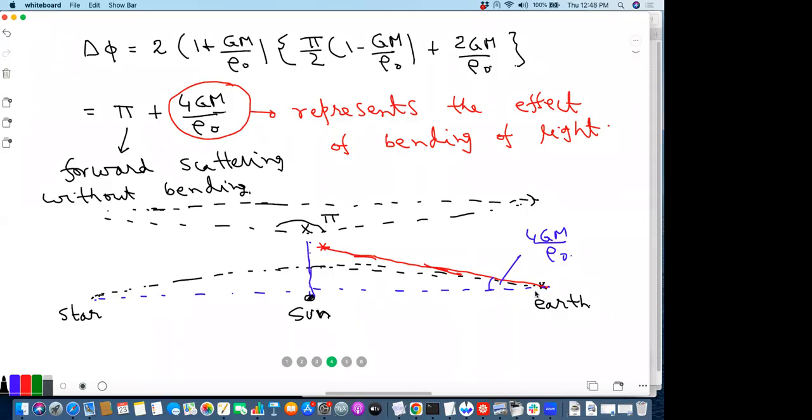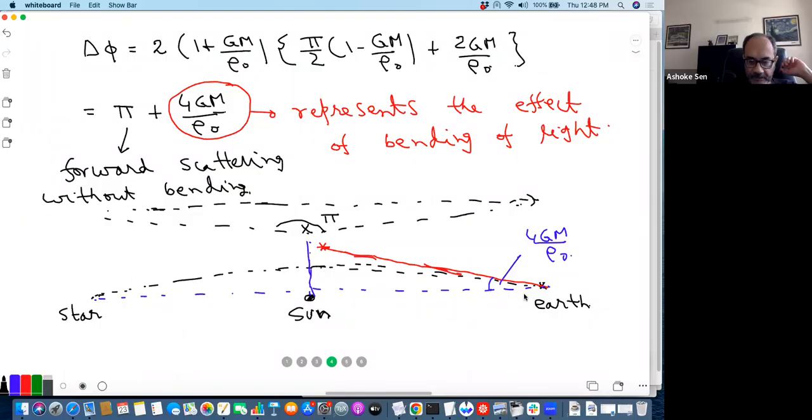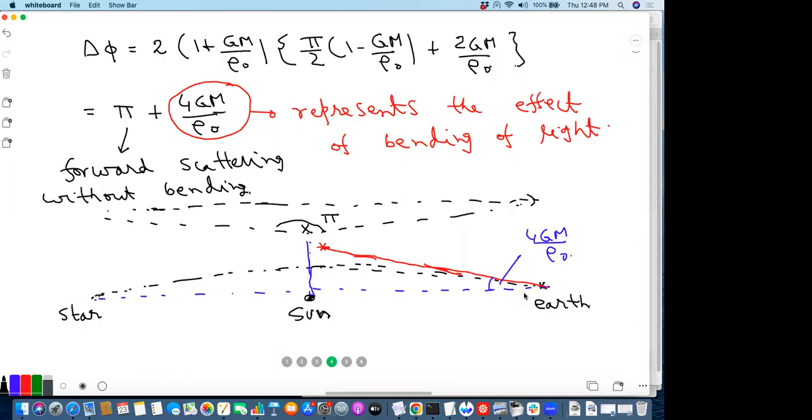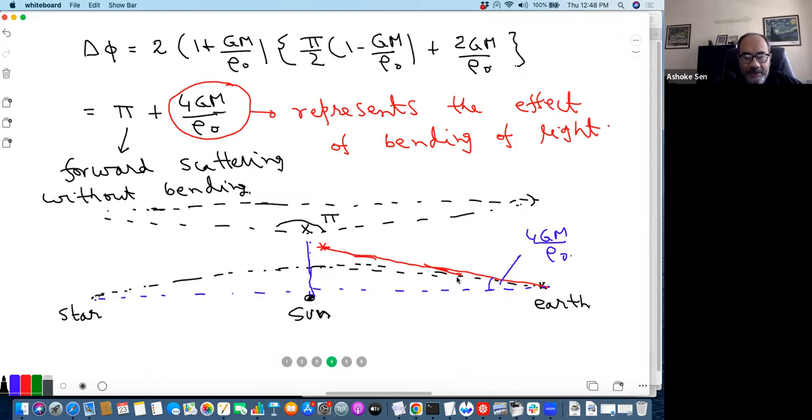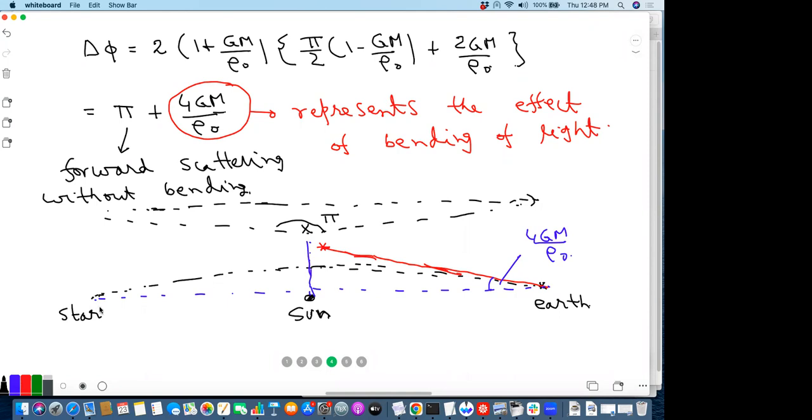And then this 4GM by rho zero is the net bending of the light ray. So the net bending of this light ray is 4GM by rho zero. Exactly. And this angle you have marked, it looks like half the bending of the light. I think that's because of the distances. Let me just draw that.